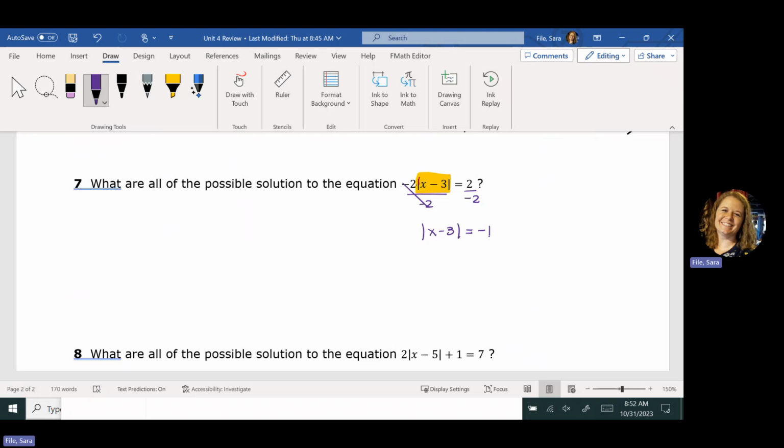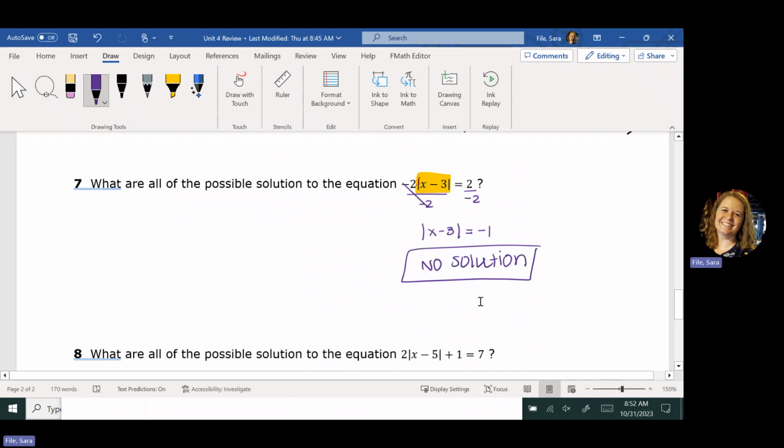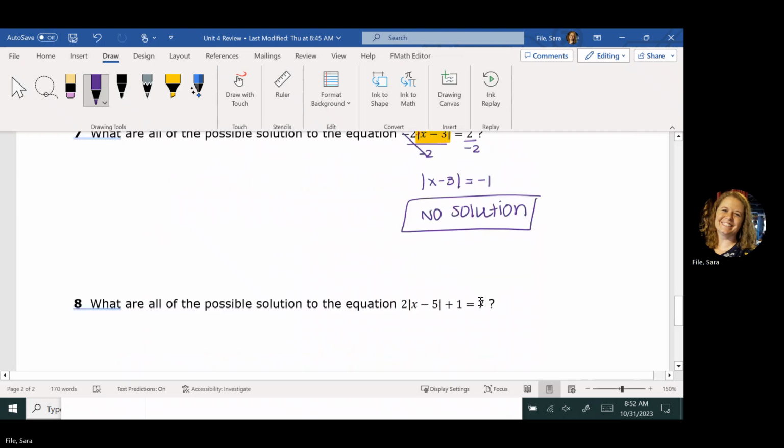So at this point, I need to ask myself, is there going to be two solutions, one solution, or no solution? This is set equal to a negative. I have no solution. There's nothing that I could take the absolute value of and get a negative. That's not possible. So I can stop there and just say no solution.